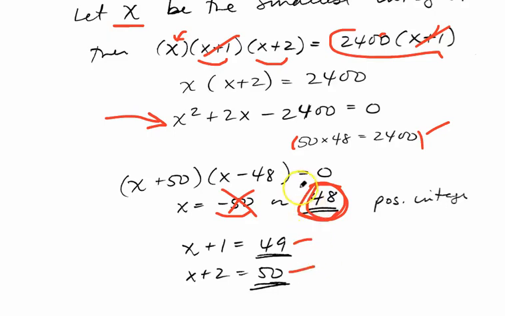So at this point you want to go and check. Go ahead and plug that in there. Take 48 times 49 times 50. Do you get 2400 times 49? And you will. When I check that, I get 117,600 when I multiply 48, 49, and 50. And I get the same answer when I multiply 49 times 2400. So there's my check.